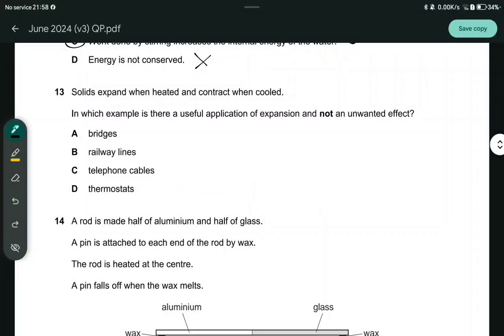Solids expand when heated and contract when cooled. In which example is there a useful application for expansion and not an unwanted effect? We hate expansion in bridges, so it can't be that. In railway lines, it causes buckling. In telephone cables, we don't want that again. And then in thermostats, we do want that.